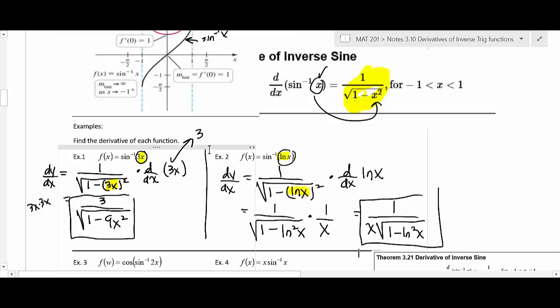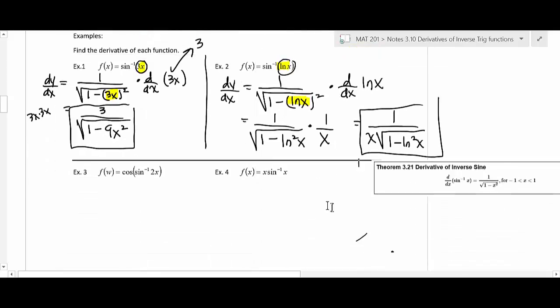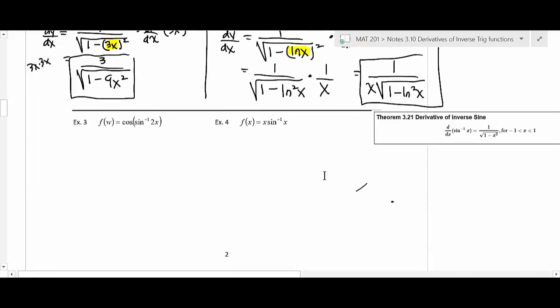Now what we're going to do is mix these up a little bit and do some other rules that go along with this. So again, it's all about the chain rule. When you look at example 3, what's the big function? What's the biggest function there? Cosine of something, okay? So how do you do a derivative of a cosine? It's negative sine of something times the derivative of something, right? So you got to apply it that way. You always got to look at the big function.